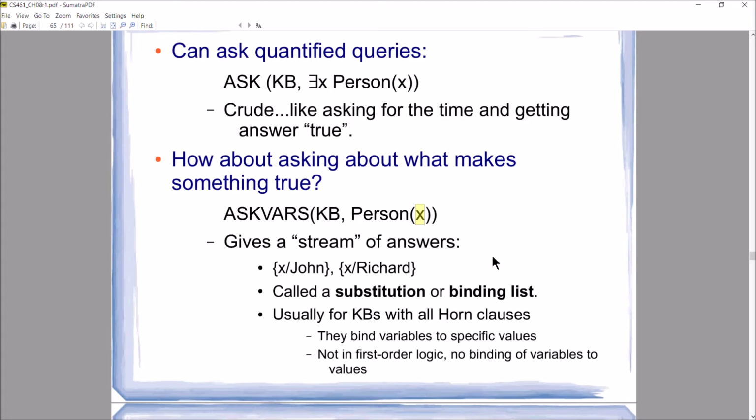Now, this is available usually for systems of knowledge bases that are made up of all Horn clauses. So what's happening is you're getting variables that are bound to specific values. Again, tell me about all of the persons that you are aware of, right? So John was bound to X, Richard was bound to X. So we could get a series of answers, one after the other. And when you're playing with queries in Prolog, you'll see this, okay?